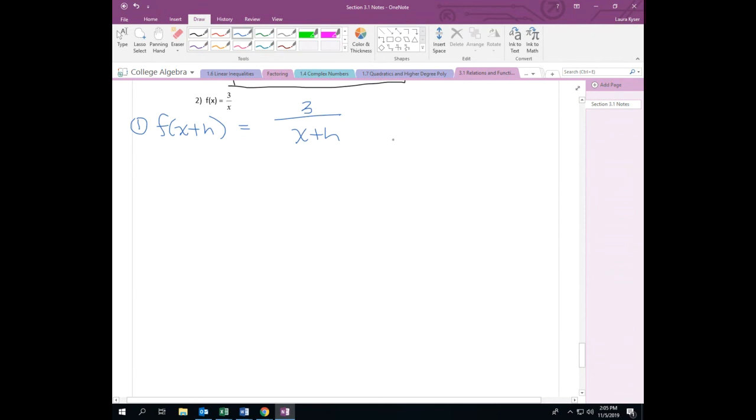Step 2. Subtract out the original function. Now, here's where it starts to get a little bit tricky, because we need a common denominator. This is a binomial, this is a monomial, which means they don't have anything in common. That also means I'm going to have to bring an x in on this side and an x plus h in on this side.